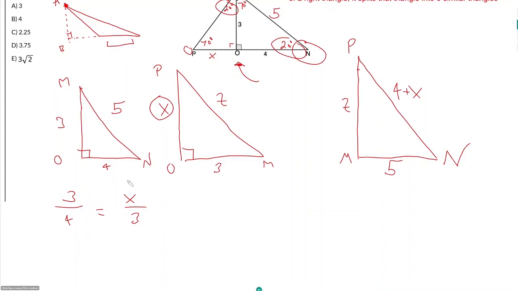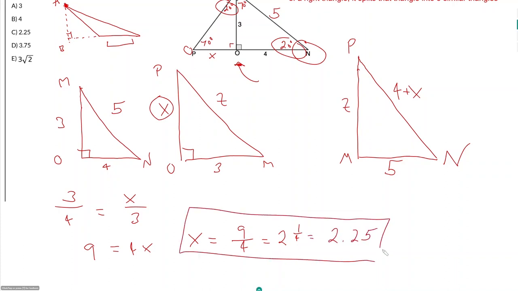Now we just got to solve for X. And so cross multiply: 3 times 3 is 9, is equal to 4 times X. X should be equal to 9 over 4. And from our answer choices, it looks like we need this as a decimal. So 9 over 4 is 2 1/4, which is 2.25. That is our answer, C.